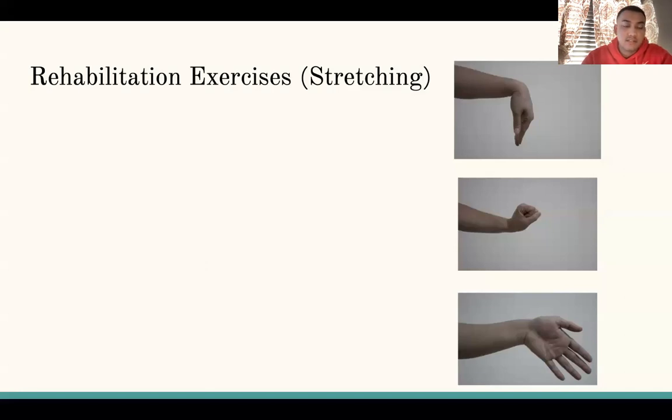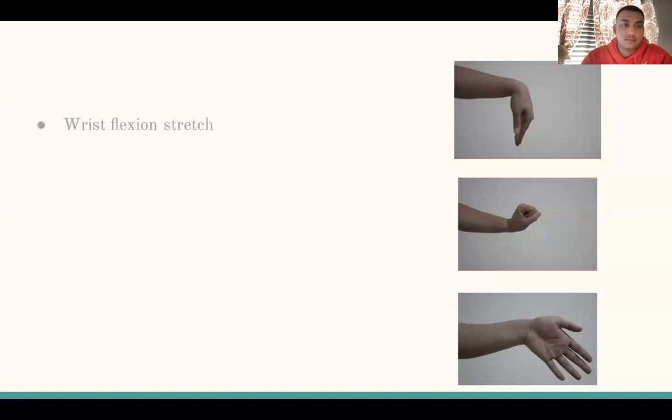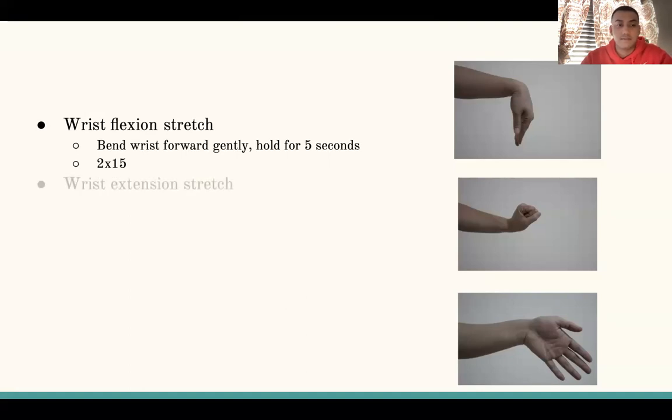So for rehabilitation exercises, 3 stretching ones. Well, you have a wrist flexion stretch. So basically to perform this, you just bend the wrist forward gently, hold for 5 seconds, shown on the right, the very top picture. And usually this is preferred to be performed for 2 sets of 15. And for all my exercises, the preferred sets and reps are all going to be 2 sets of 15.